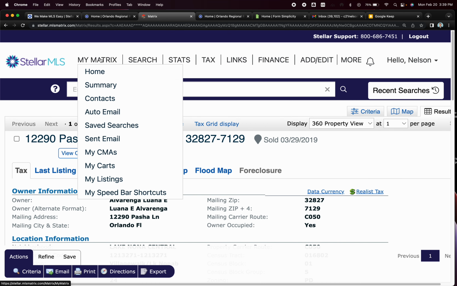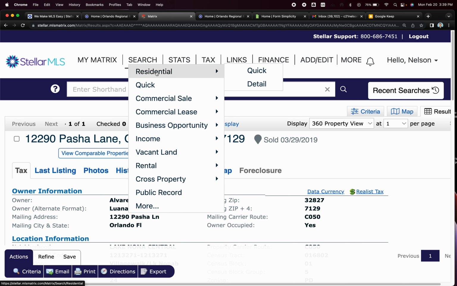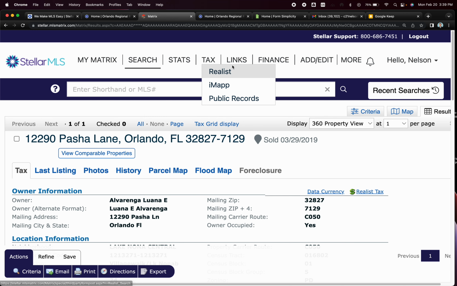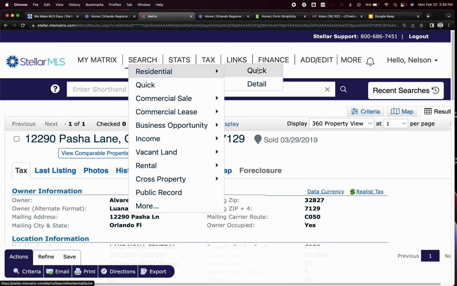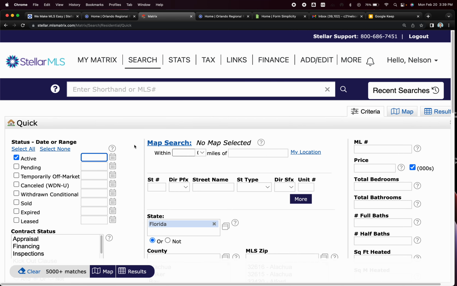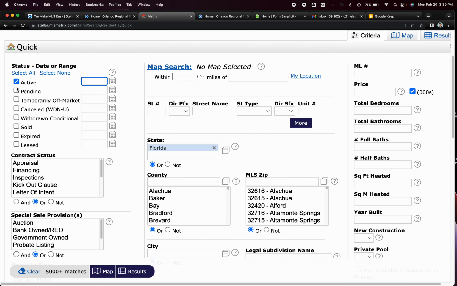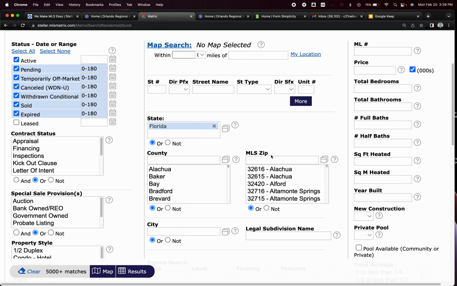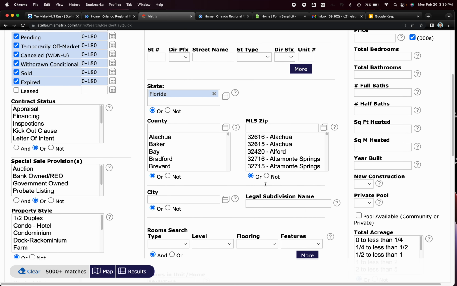Now let's go back to doing the CMA. So you do a CMA the way I showed you before. Now you have the information. So in this case, you're going to need the active, the pending, the temporarily off the market, canceled, withdrawn, sold, and expired, in the subdivision of the property, which is Village Walk.